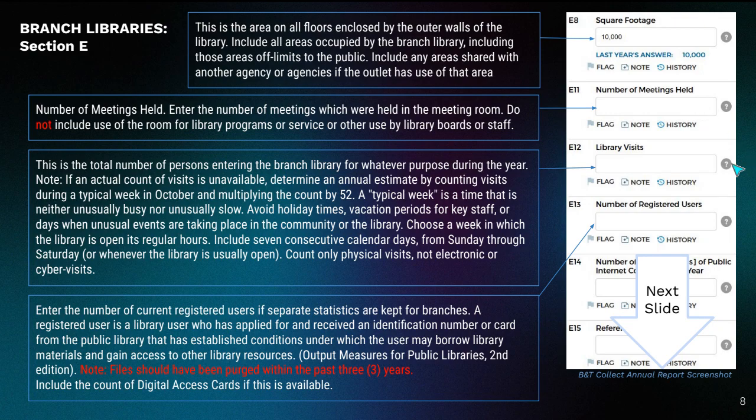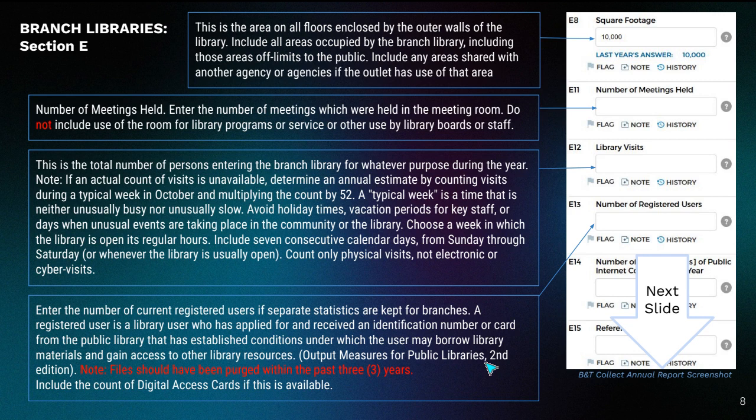Then we have our library visits. It's a typical week. You can count it exactly or do an estimate. If you're going to do an estimate, you want to choose weeks in which the library is open its regular hours and not when it's going to be super busy, like a certain holiday or event, where you think, oh my gosh, I'm going to have lots and lots of people. That's not a typical week. You want to choose a couple of typical weeks, and most of my libraries choose one in the spring, one in the fall.